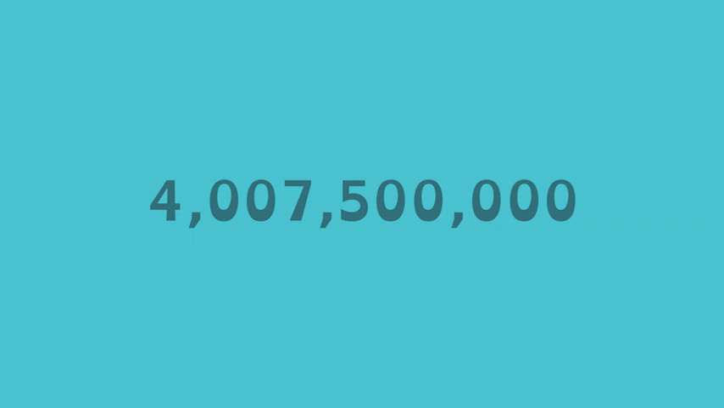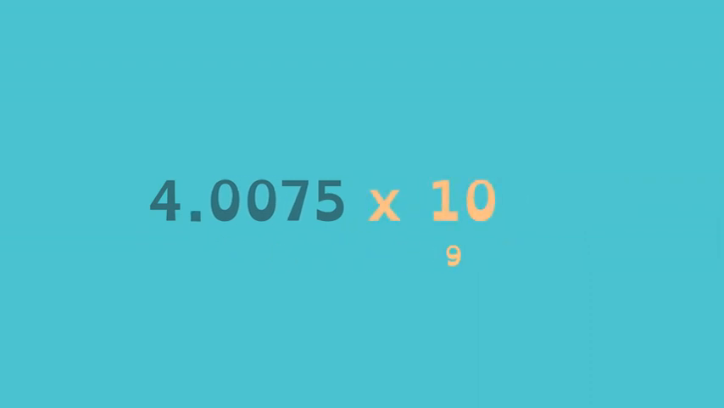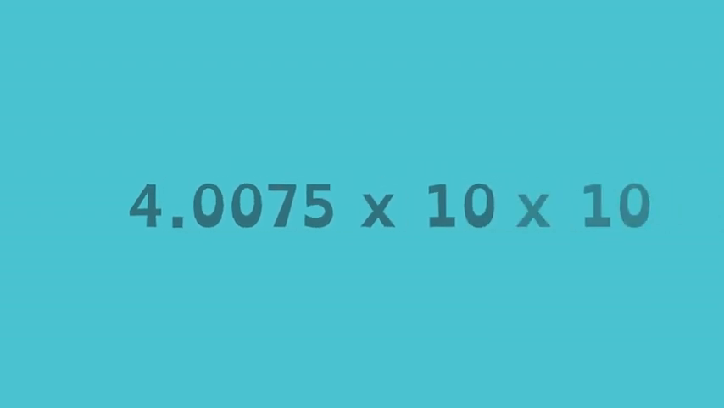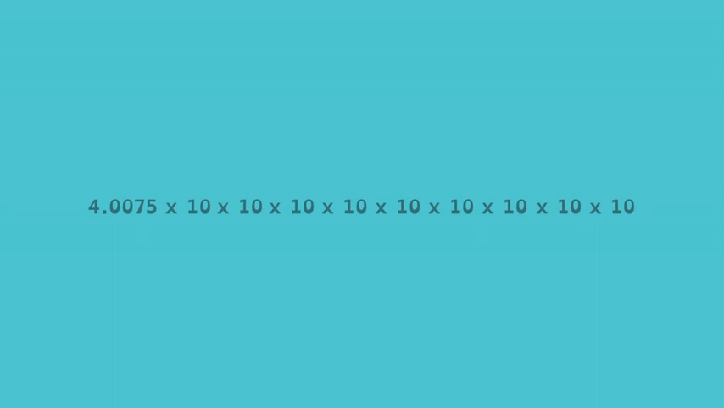To change from standard form to scientific notation, just keep track of the decimal. For whole numbers, the decimal point is at the end of the number. Move the decimal point so there's only one non-zero digit to the left of the decimal. The exponent indicates how many places the decimal point has moved to the left. That's the same as saying 4 75/10,000 times 10 times 10 and so on, for a total of 9 times. Multiplying by 10 9 times is represented by the exponent, positive 9.